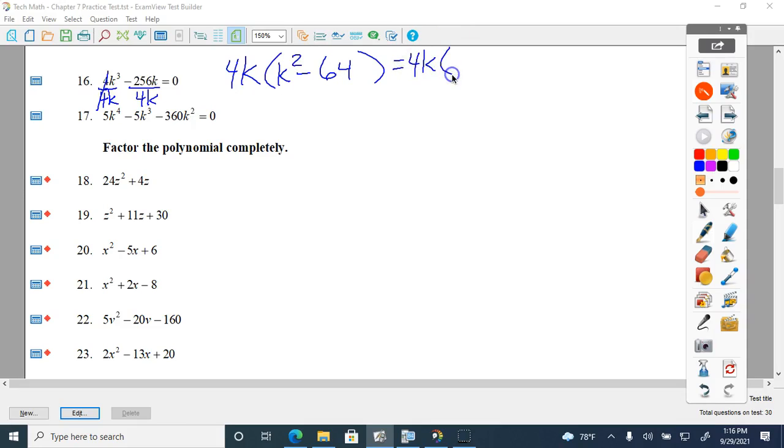That will be 4k. I can factor that. That'd be k plus 8 and k minus 8. Okay. Two numbers that multiply to be negative 64 but add up to 0. And so we set all of those equal to 0. So we have this k would have to be what? What would this k have to be to get 0? 0. This one would have to be what? What'd you say? Negative 8. And this one would have to be positive 8.